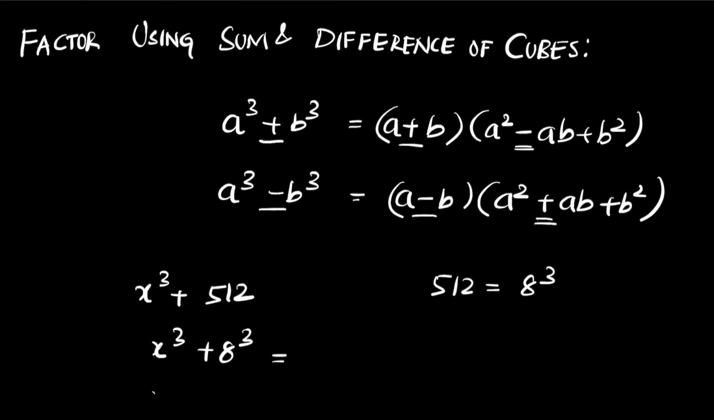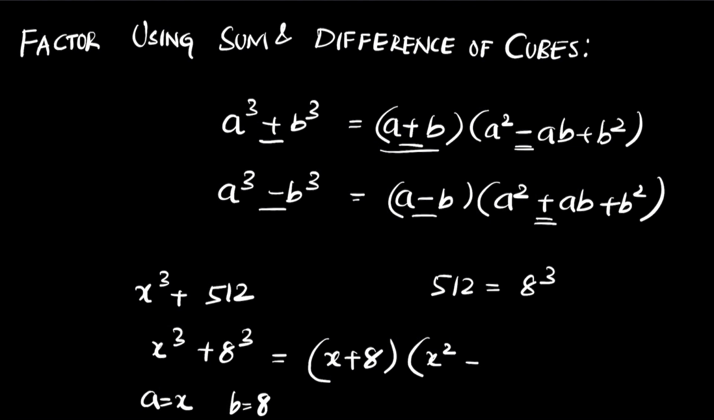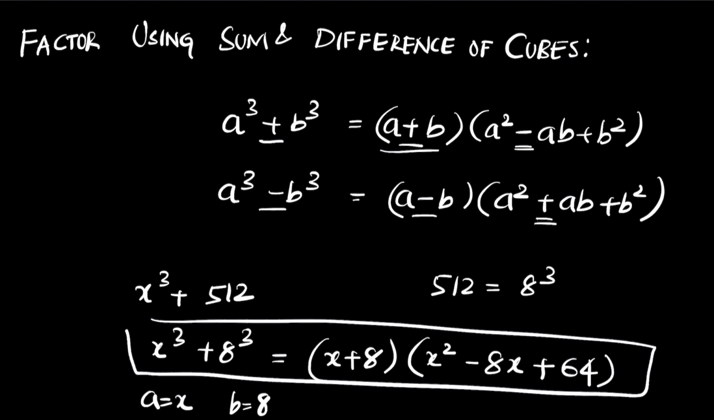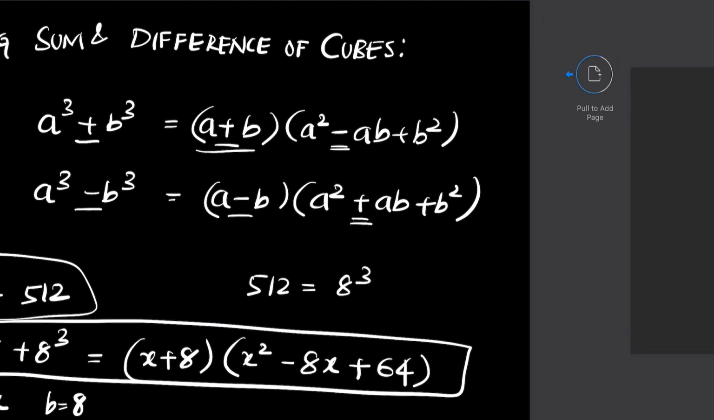Again, a is x here and b is 8. We know the formula is a plus b into a square minus ab plus b square. So a plus b is x plus 8, into a square which is x square, minus a into b which is x into 8, that is 8x, plus b square which is 8 square, that is 64. So this is how we can factor using perfect cubes.